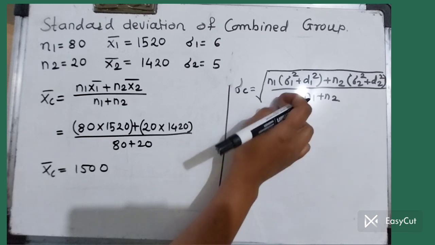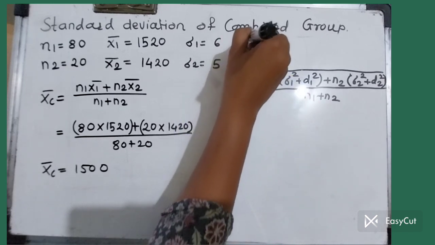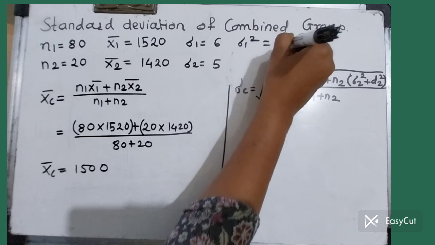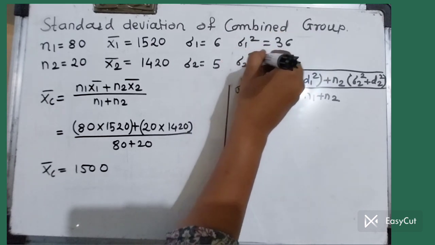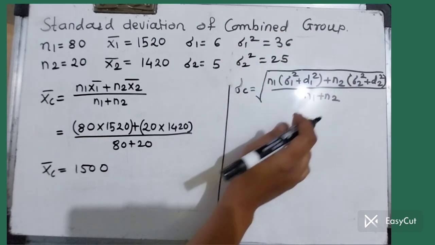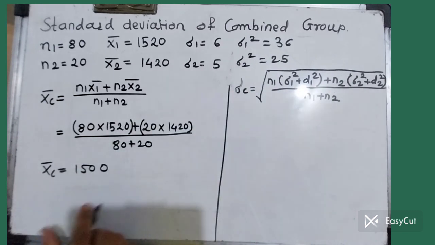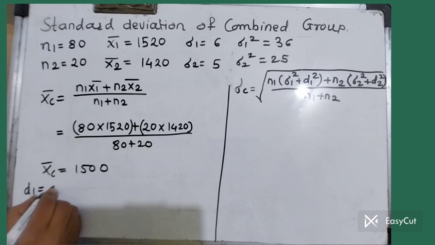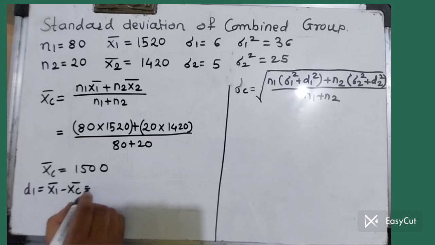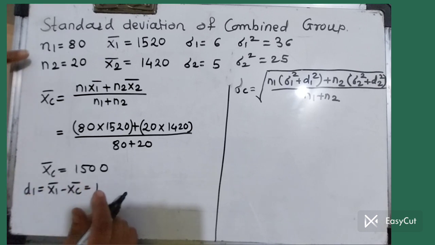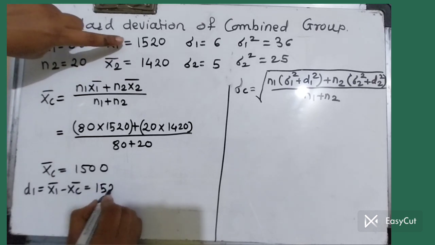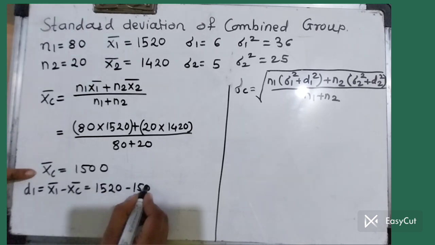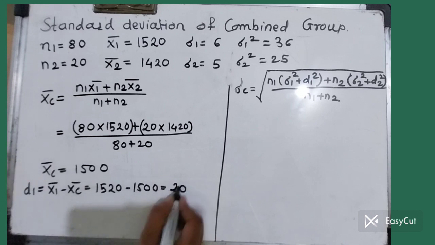See, in the formula we require sigma 1 square. Sigma 1 square here is 36, sigma 2 square is 25. Okay. We require to find here D1 and D2. So D1 is X1 bar minus XC bar. X1 bar is 1520 minus 1500. It is 20.